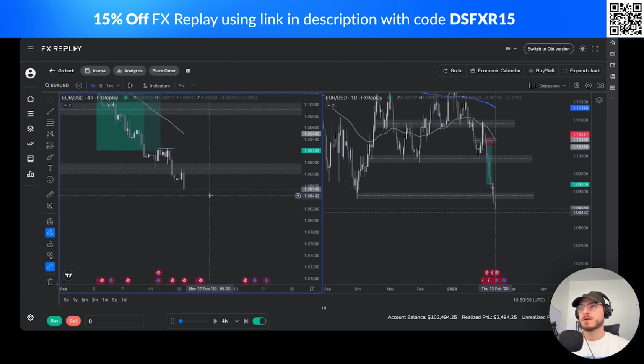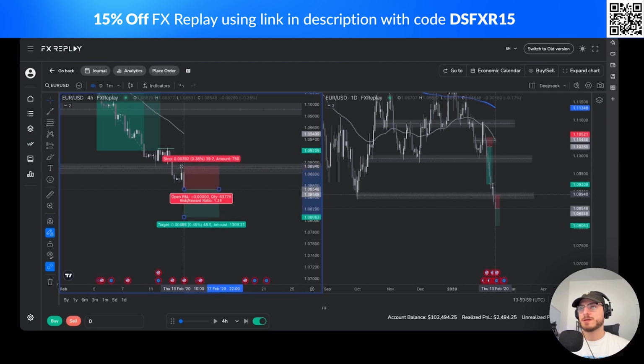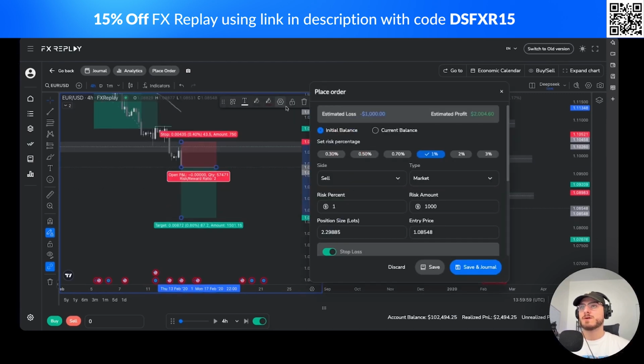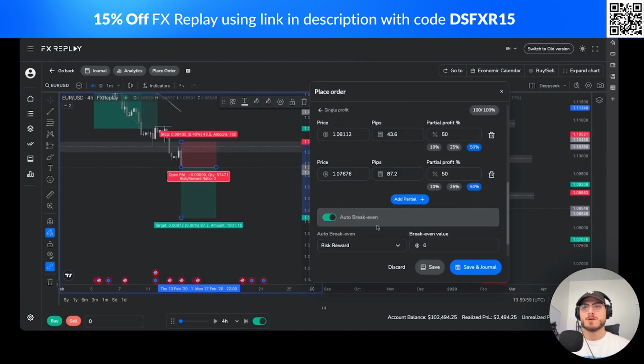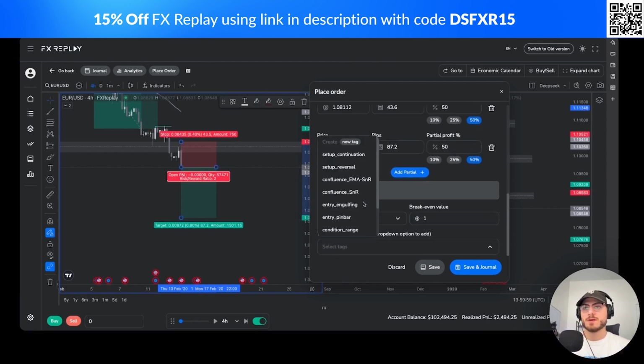Right, we're below the 50. Okay, there we go. So we could actually take this one. Stop loss here, 33. Let's go 43. We'll trail, put our partials in. Auto break even at 1R, and this is again a continuation.